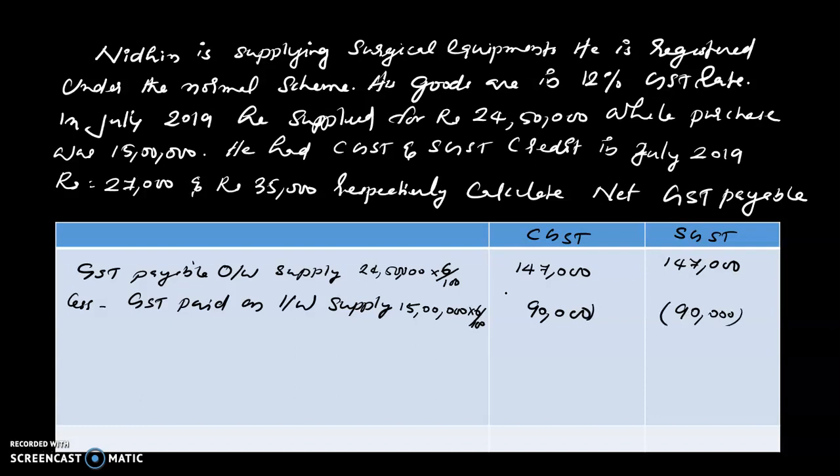90,000. Okay, this is the same thing. This is the material available. This is the GST credit. That is central GST item, state GST item, 27,000, 35,000 GST credit item available. That is the minus. So, less GST credit on credit brought forward, that is 27,000 and 35,000.